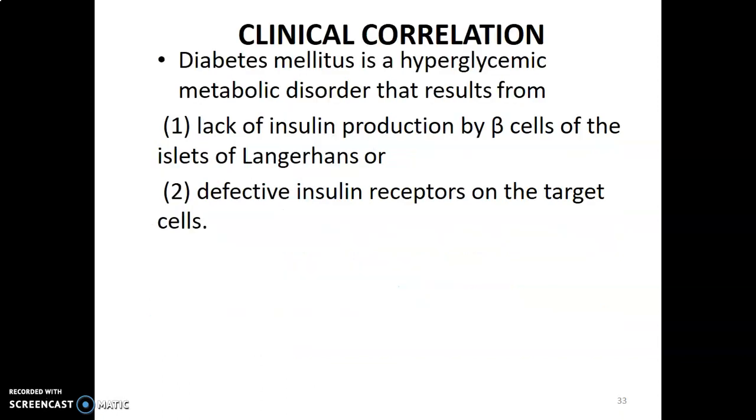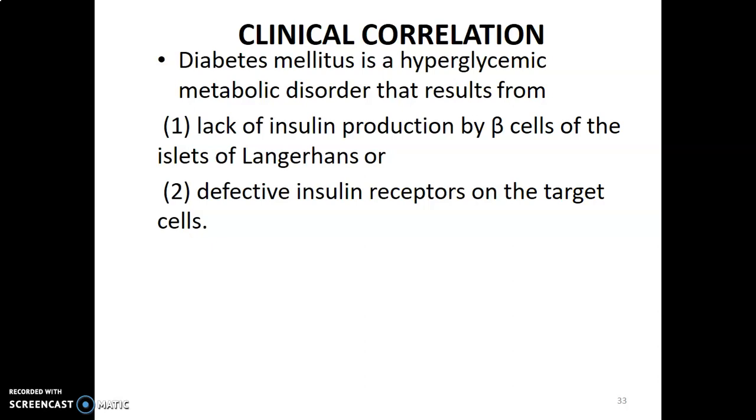So what are the clinical correlates? Of course, we have diabetes mellitus. We have type 1 and type 2 diabetes. So type 1 is mainly in children. It's congenital, where you do not have B cells, so you lack insulin production by the B cells. But in type 2, you have the B cells that are functioning. So in type 1, B cells are not functioning. In type 2, B cells are actually functioning.